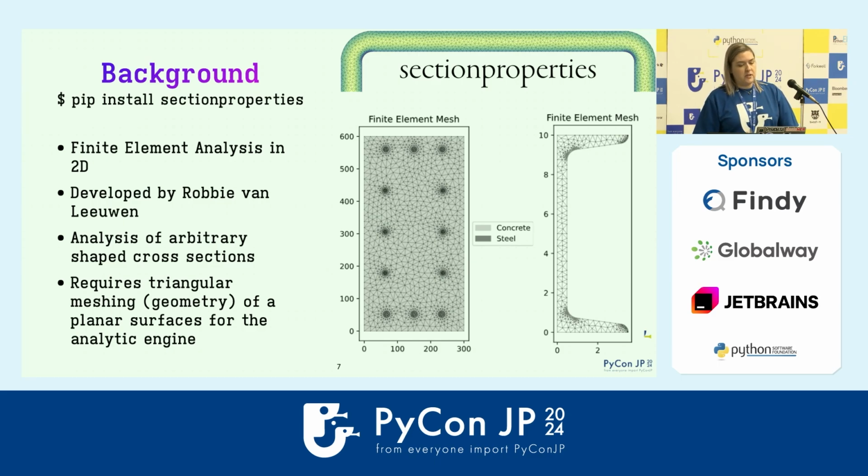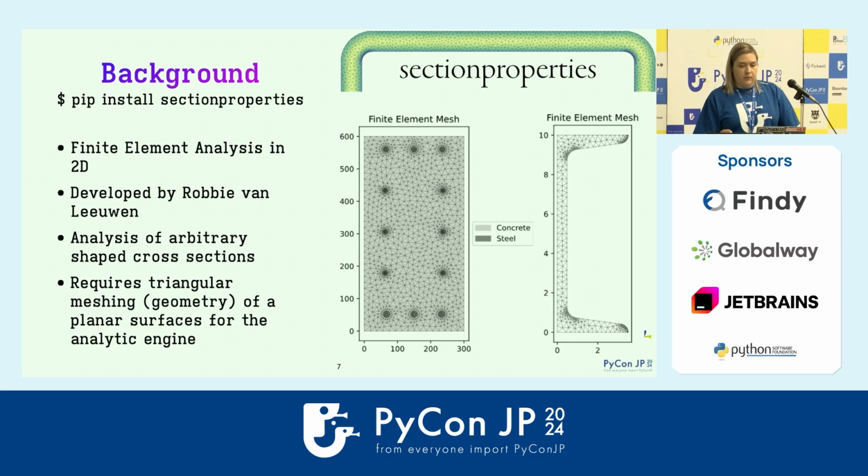So, as I mentioned, structural engineering and the built environment don't have that much in the way of open source software, but there is this open source package in Python to aid in finite element analysis of surfaces, planar surfaces, and arbitrary cross sections. It's called sectionproperties. It's built and maintained by Robbie van Leeuwen, and this particular implementation requires triangular meshing, so taking a surface and making it into a bunch of little triangles for the analytic engine.